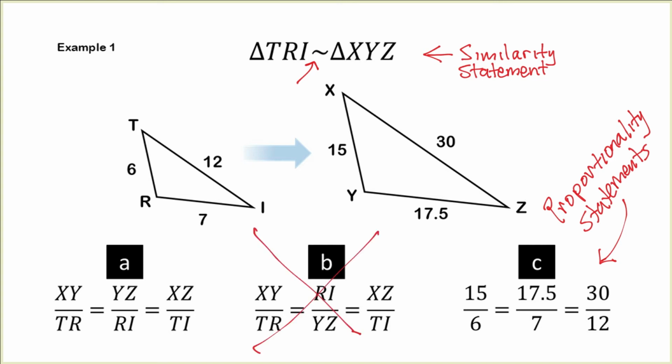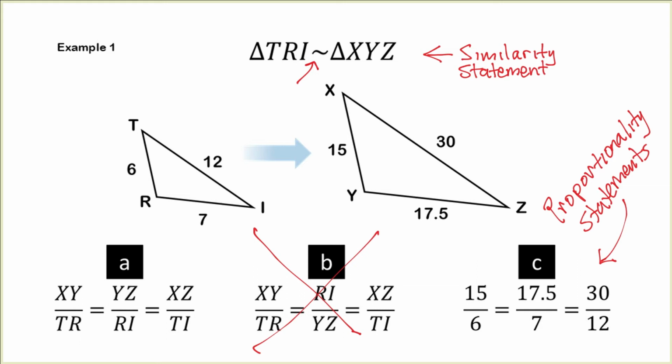Choice C, if we look, 15 from the image, 6 from the pre-image, 17.5 from the image, 7 from the pre-image, and 30 from the image, 12 from the pre-image. So all of those corresponding sides are made into fractions, and that is correct in answer choice C because it's the image over the pre-image.